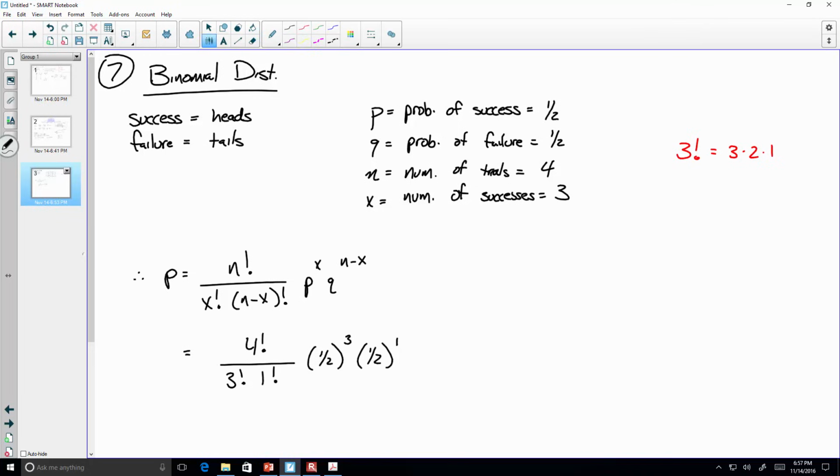So what do we have? 4 factorial. So 4 times 3 is 12 times 2, 24, times 0.5 raised to the 3 times 0.5, over 3 times 2 times 1 is 6. 1 factorial is 1. So this ends up being 4 times 0.5 raised to the 4. If you want to carry that out, you're more than welcome to. And it comes out to be 1/4.